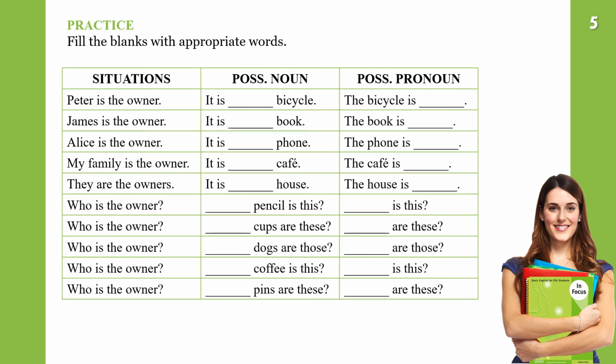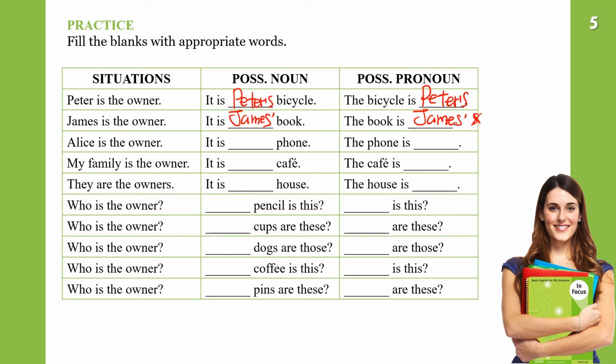Okay, let us try to put some words in the blanks. Peter is the owner. It is Peter's bicycle. The bicycle is Peter's. You can just write it like this. James is the owner. It is James' book, with only an apostrophe. The book is James'. So don't put an extra S here.